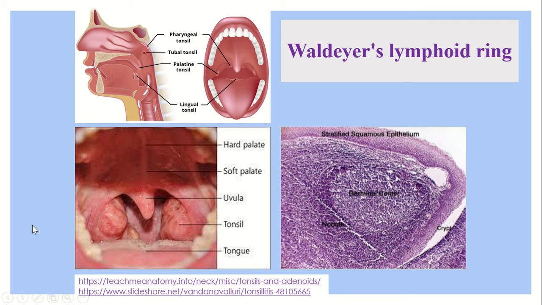And here you see the gross structure, the anatomical structure of the palatine tonsils. And here we see the microscopic structure, that they consist of the germinal center, the nodular part that is covered by the stratified squamous epithelium, and here you see the section of the crypts.